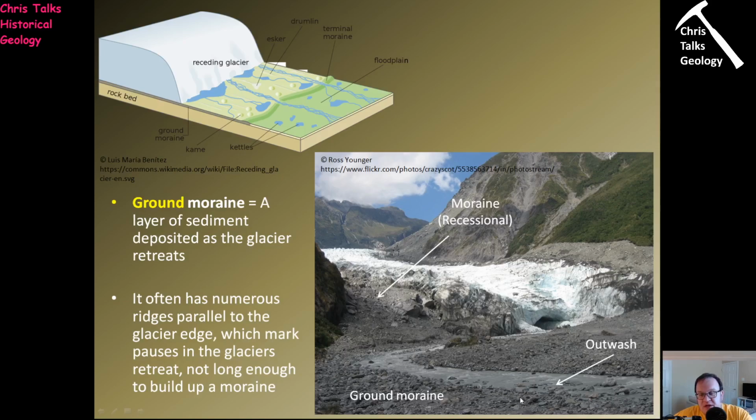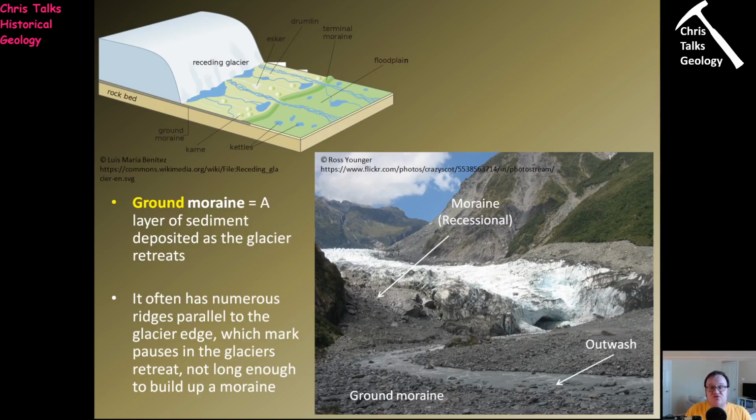So this is the sediment being redistributed from the moraine. Now, this is our recessional moraine right here. It's actually not a particularly great one, but there is one more type of moraine which we need to discuss, and it's referred to as a ground moraine. So a ground moraine is simply the sediment deposited as the glacier retreats.